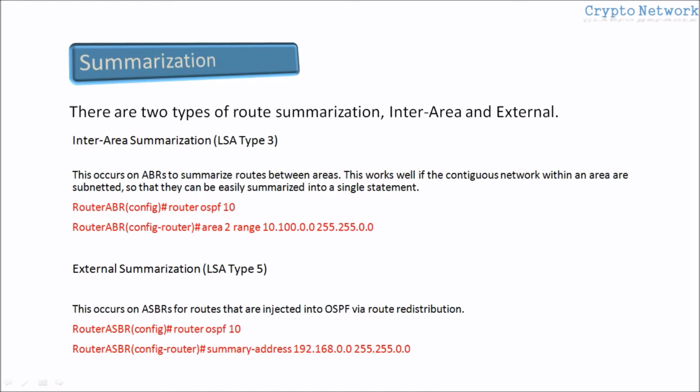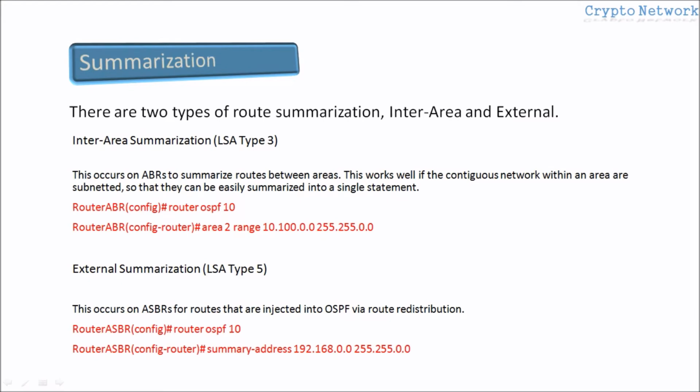OSPF route summarization can be of two types: internal route summarization and external route summarization. You can do internal route summarization only on the ABR between areas. The reason for this is that the link state database for all routers in an area must be the same for that area. To configure OSPF summarization, go to the ABR under OSPF configuration mode and use the area ID range address and mask.